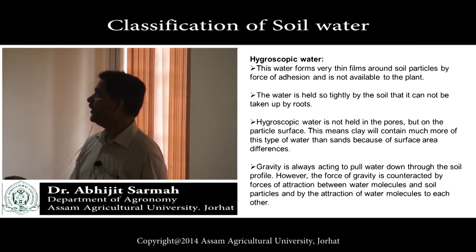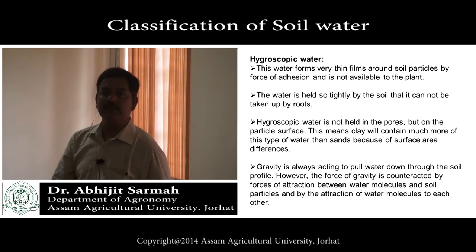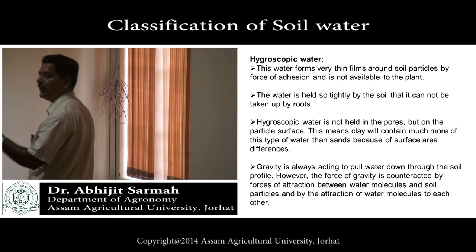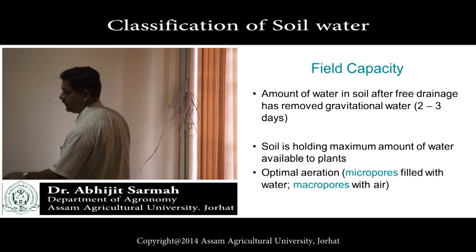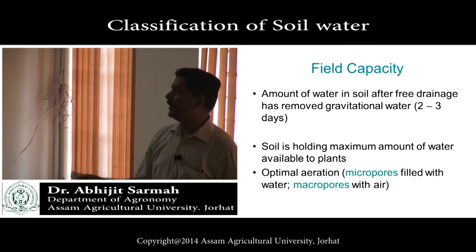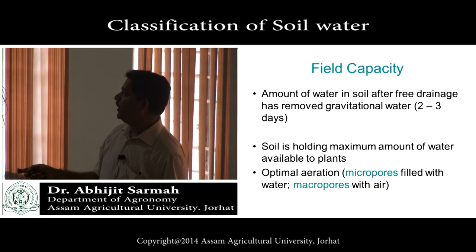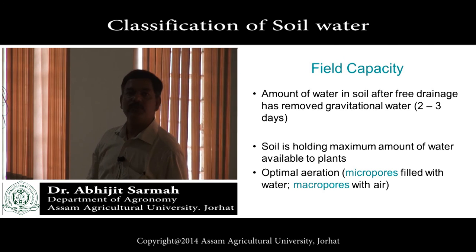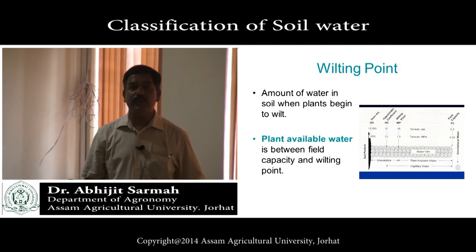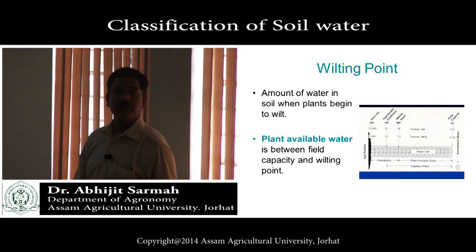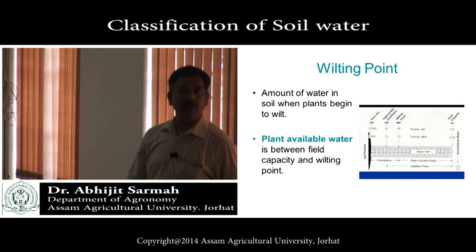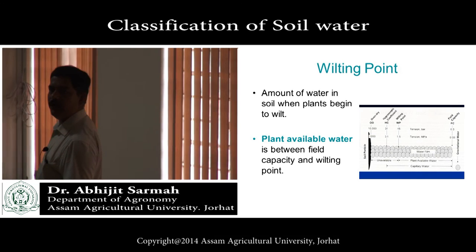So hygroscopic water is retained as a thin film around the soil particles. It is retained due to adhesive force. This water cannot be used by the plant. Biological classification we have already discussed. Field capacity, so what is that? It is the amount of water in soil after free drainage has removed gravitational water, after 2 to 3 days. We have already discussed this. This is the wilting point, the amount of water when plants begin to wilt. So the water between field capacity and permanent wilting point is available water.